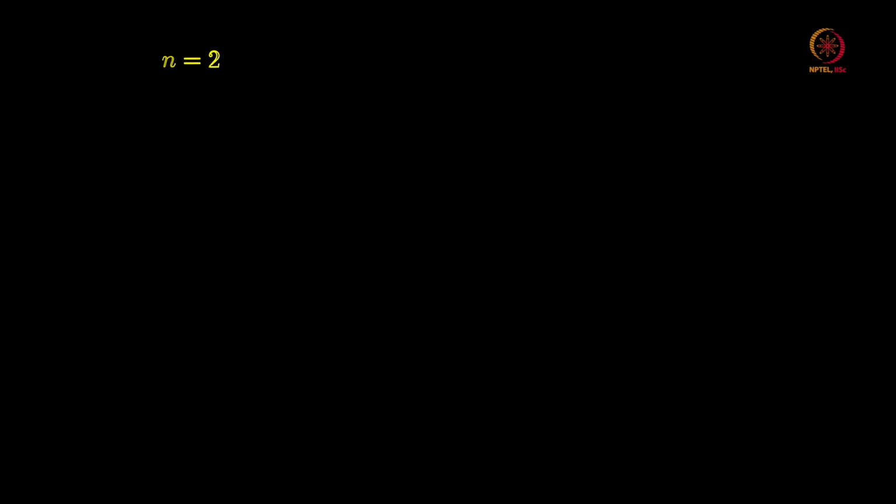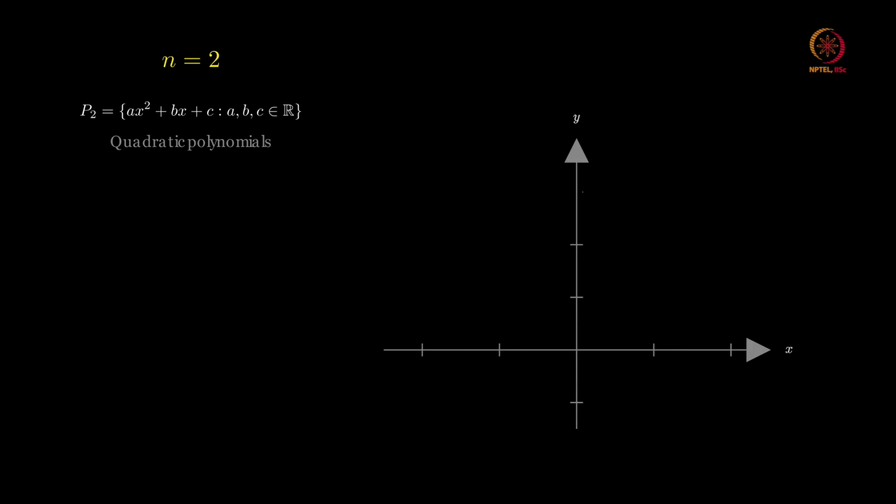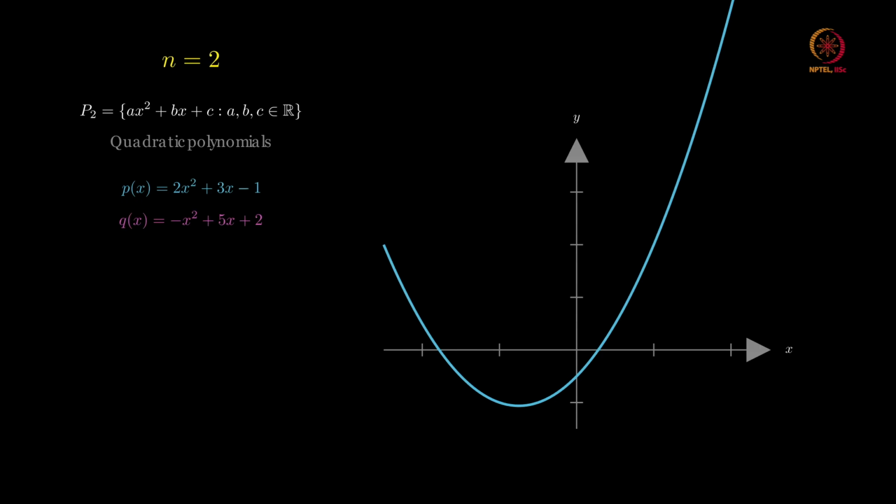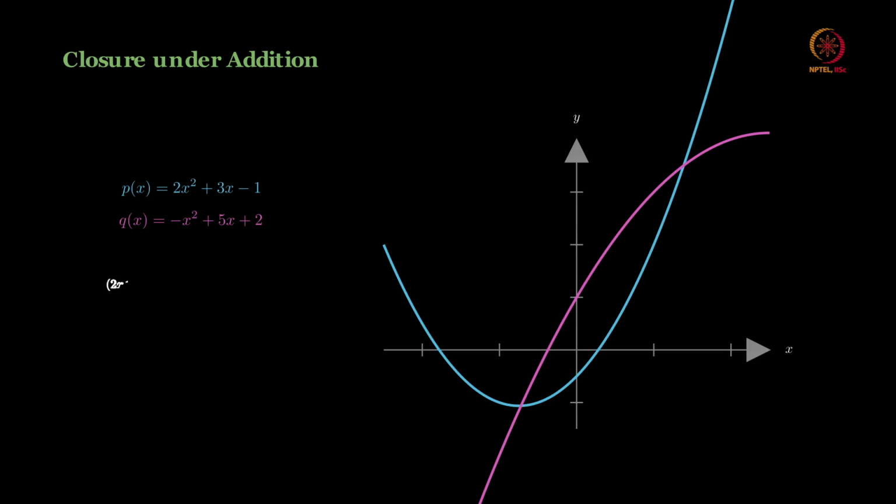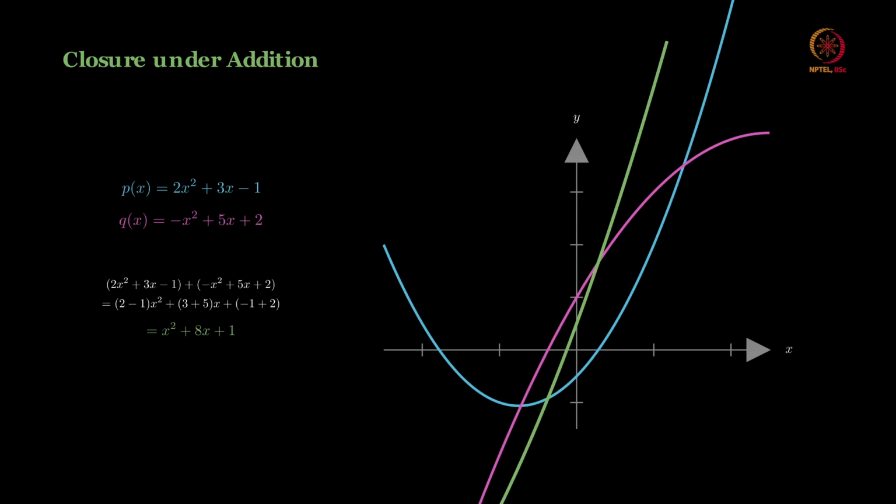For example, you take n equal to 2, that means you are going to look at the set of all polynomials of degree less than or equal to 2, which means it could be a constant, it could be a degree 1 polynomial, or it could be a degree 2 polynomial. If you add 2 degree 2 polynomials, you are going to get either a degree 2 polynomial or a degree 1 polynomial or a 0 degree polynomial, which means that all these types of polynomials are included in this set, therefore, it is closed under addition, vector addition.